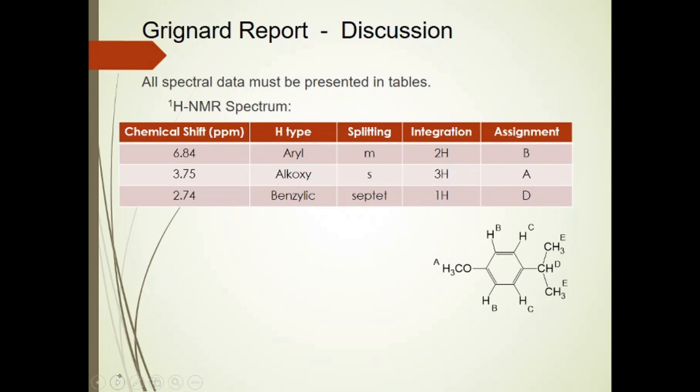Here we have a partial table for this structure that's filled in. We have a peak at 6.8 ppm. This is in the aromatic region, so it's an aromatic hydrogen.